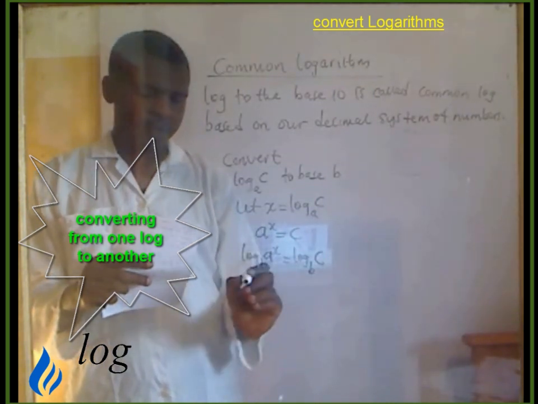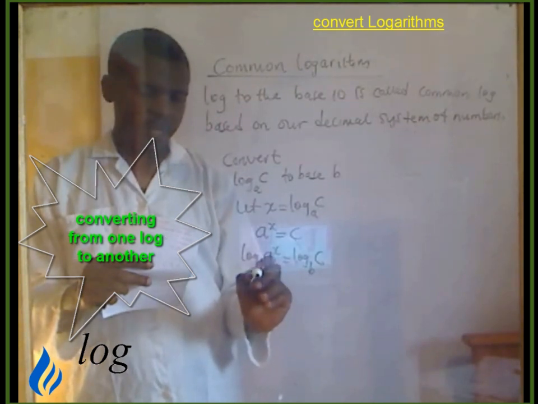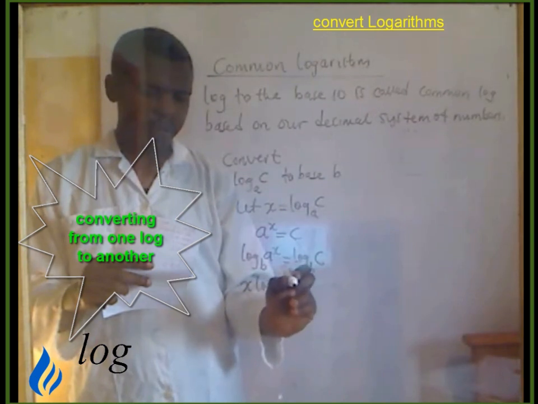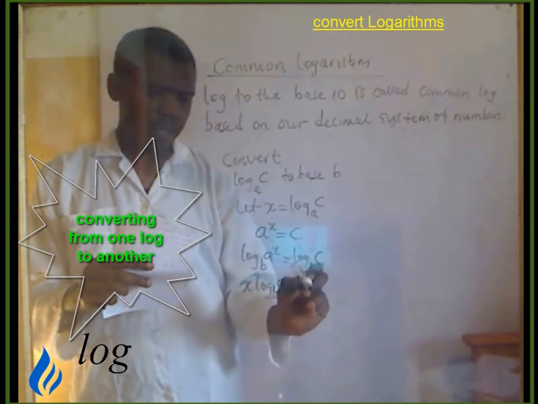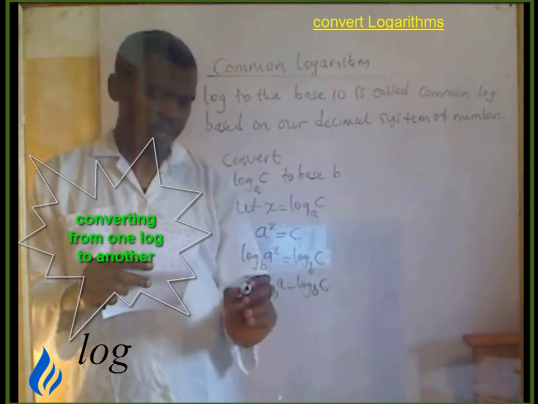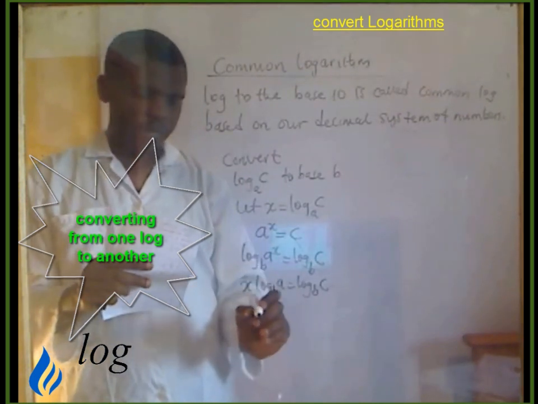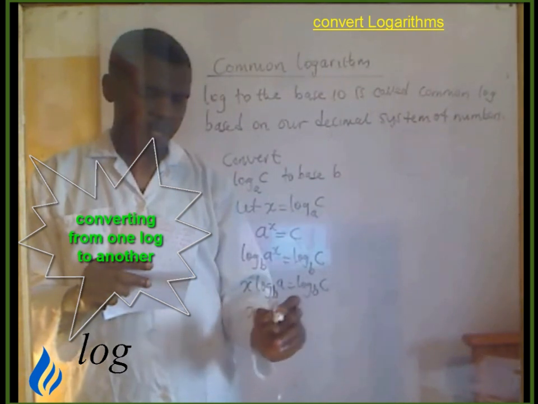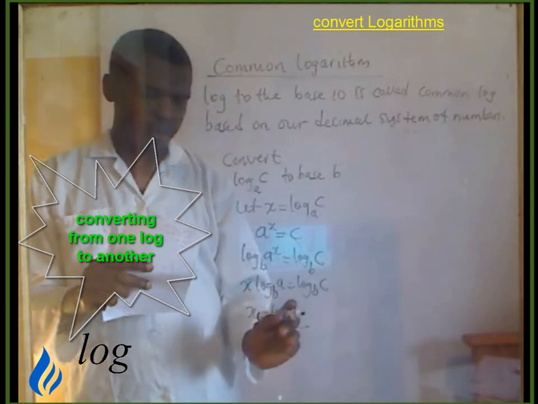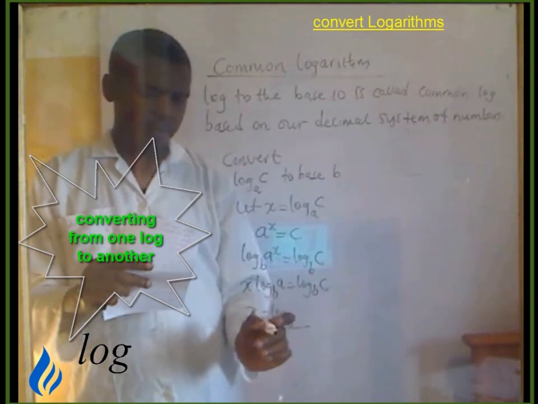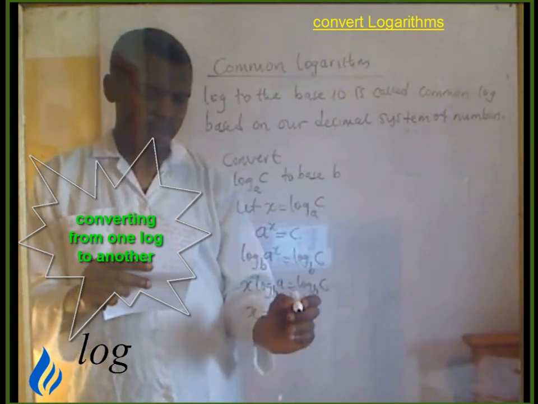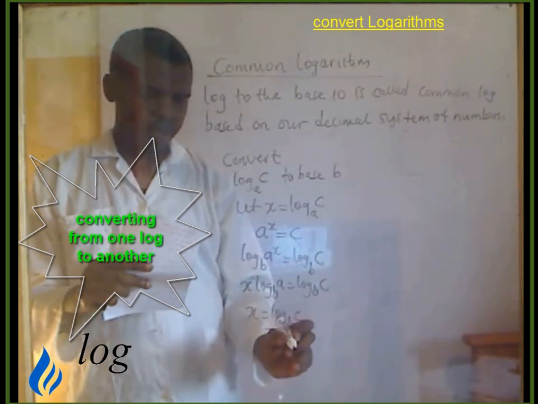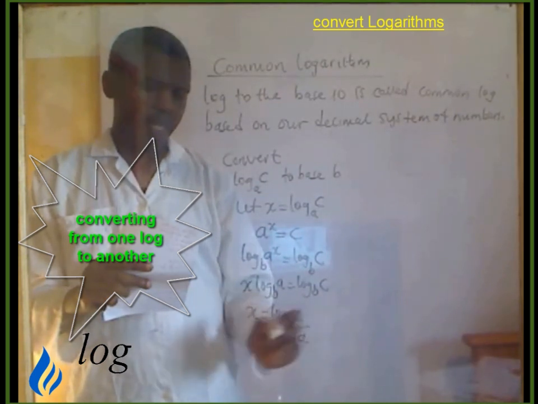Can take x in front. x log base B of A is equal to log base B of C. And make x the subject. x is equal to log base B of C divided by log base B of A.